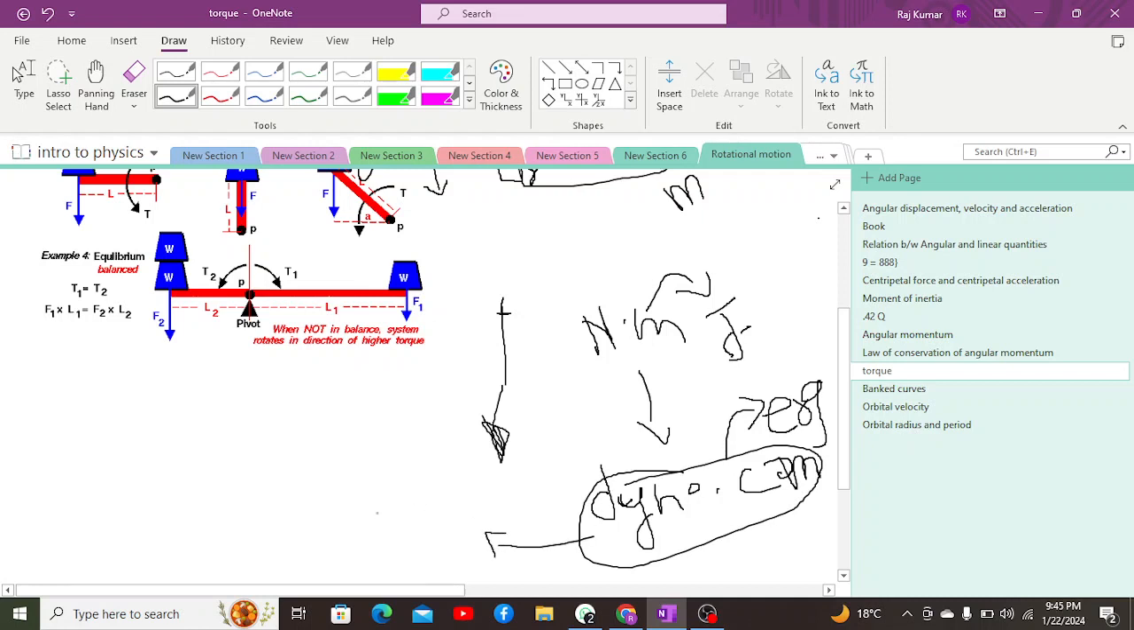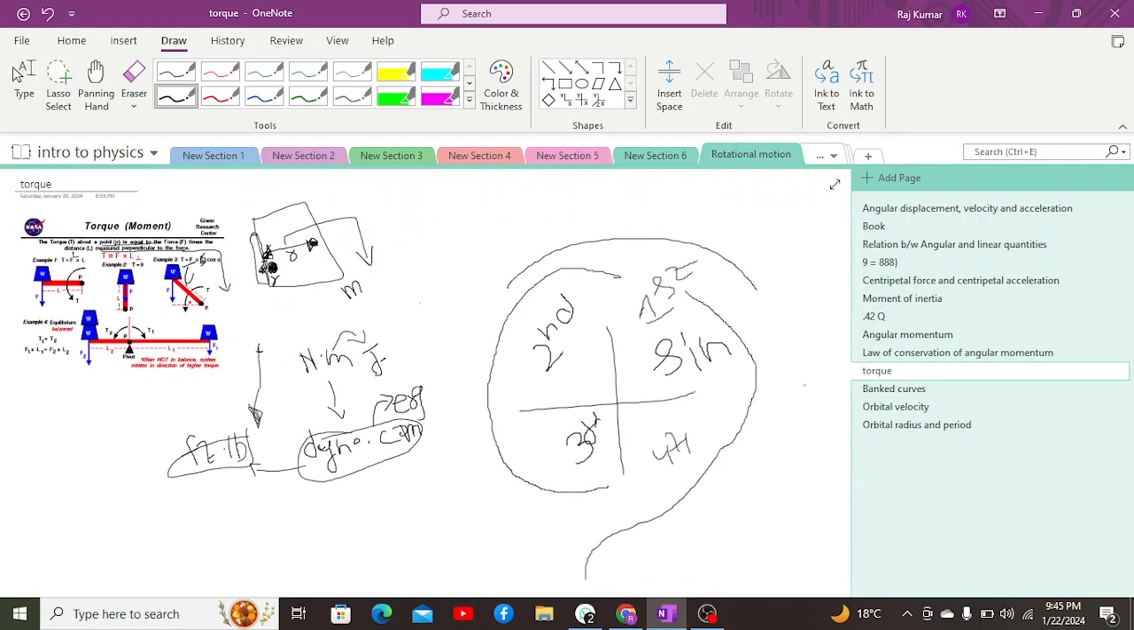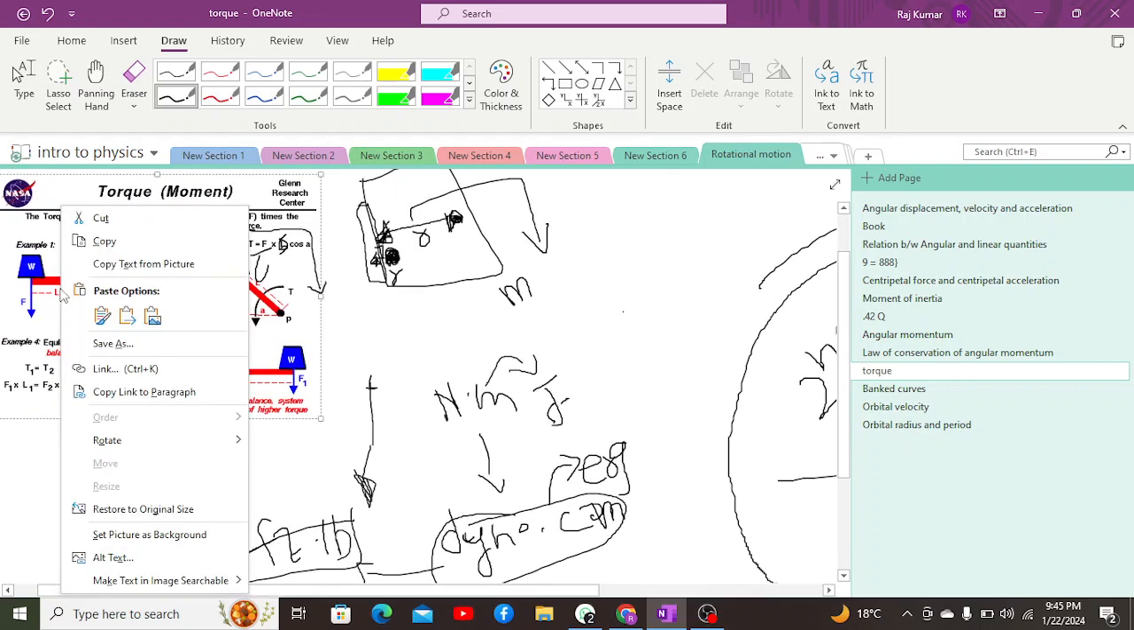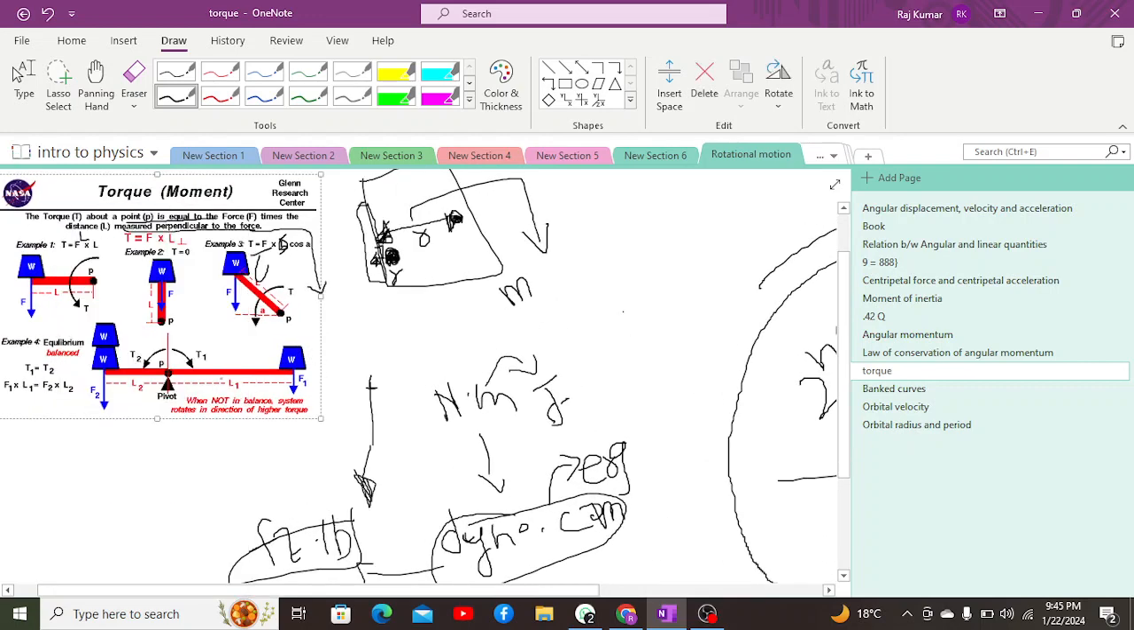Likewise, FPS has foot-pound. So these are some common units. Apart from that, the dimension is quite clear: ML squared T minus 2. We know about it previously as well.